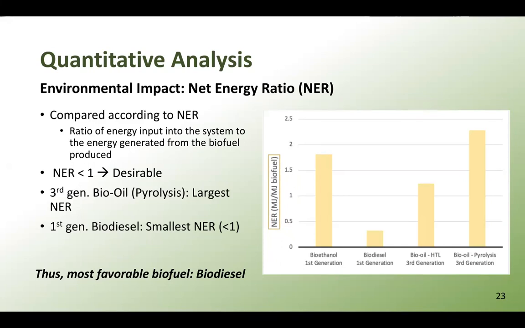Yeah, so as we mentioned earlier, the third generation bio-oil requires a lot of energy, which is why, as we can see in this graph, it has the highest NER. We wanted it to be less than one, since it's basically the ratio of how much energy we're putting into the system versus how much we're generating. And as we can see, the only one which has an NER less than one is the biodiesel, which is why we picked it to be the most favorable when it comes to the NER.